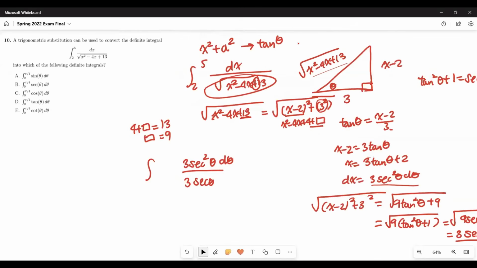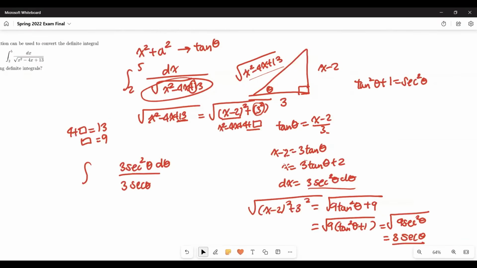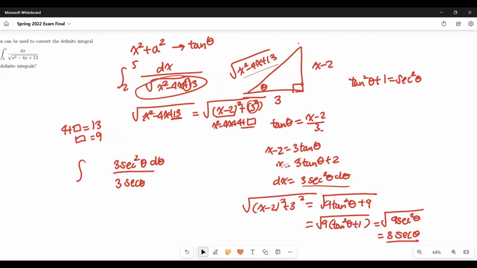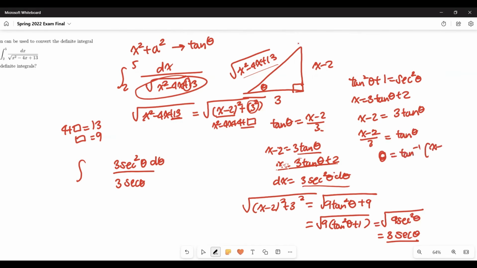And we have to find the bounds, but technically we don't have to for this question, at least, because we have the same bounds, 0 to pi over 4. But if you want to know how to find the bounds, all you have to do is solve for theta. When you have x equals 3 tangent theta plus 2, you subtract 2, so x minus 2 is 3 tangent theta, and then I divide by 3. So tangent theta is equal to (x minus 2) over 3. And then solve for theta, so theta is equal to tangent inverse of (x minus 2) over 3.